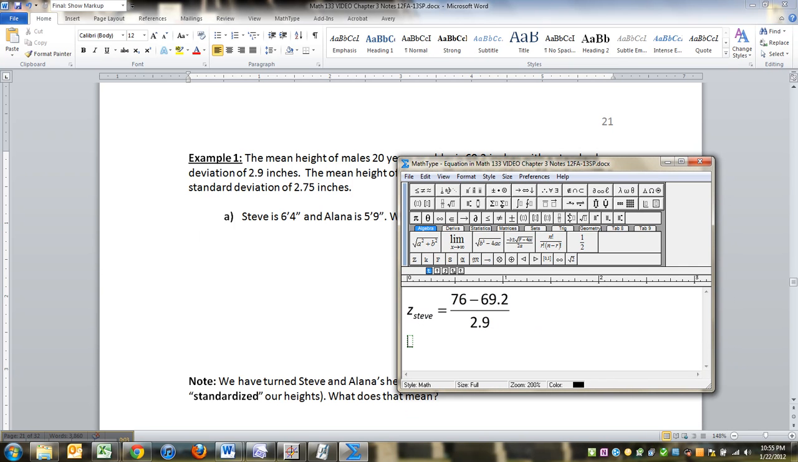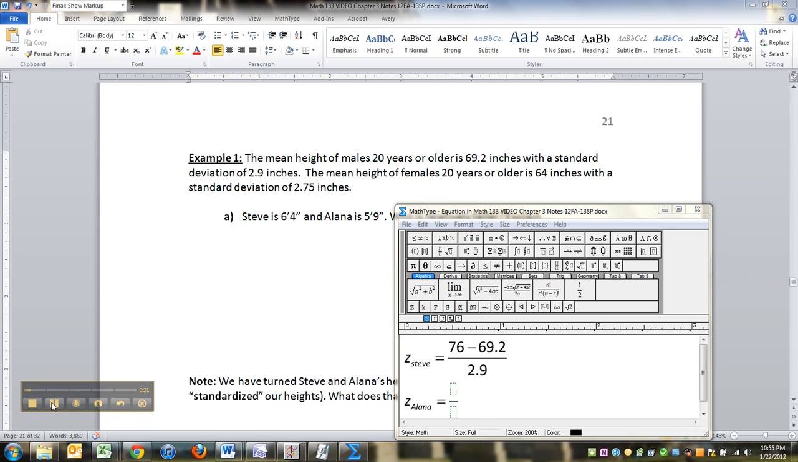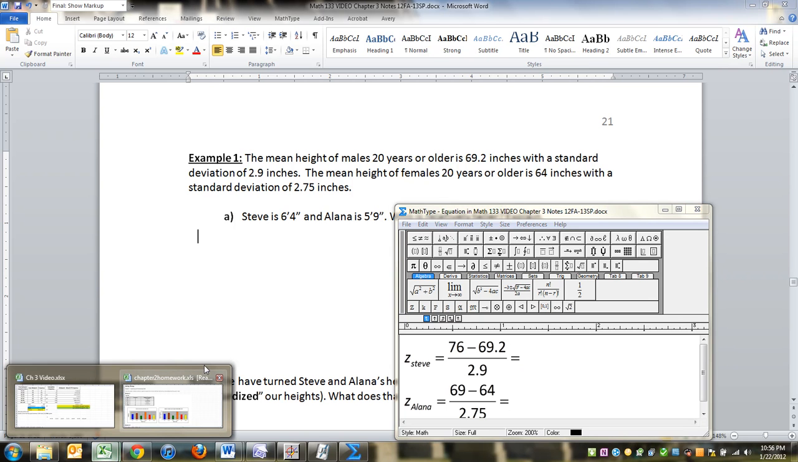So here we are. We've got the z-score for Steve listed out, and then I'm going to list out the z-score for Alana, and then we'll go find each one of them with Excel. So this is me, by the way, I am 5'9". So that would be 69 inches tall, minus the height for an average woman, 64, divided by 2.75 for the standard deviation. Now, we want to know what each of these numbers are, so I'm going to do that with Excel.